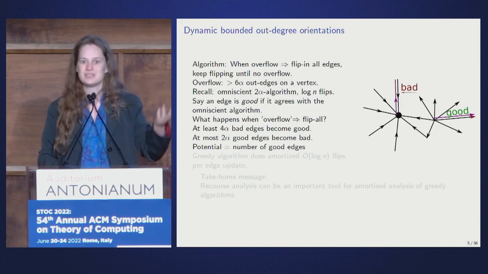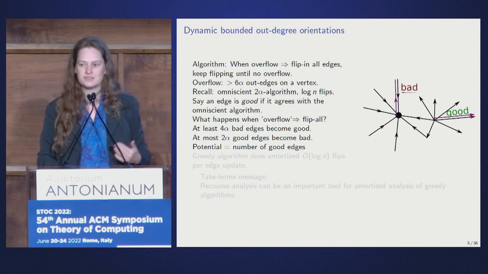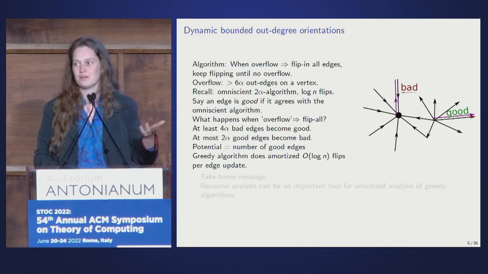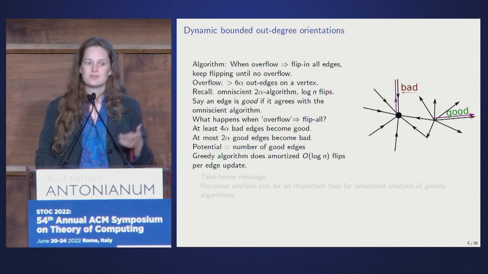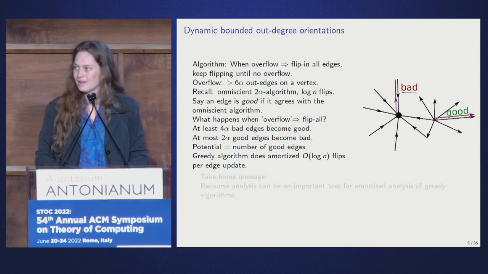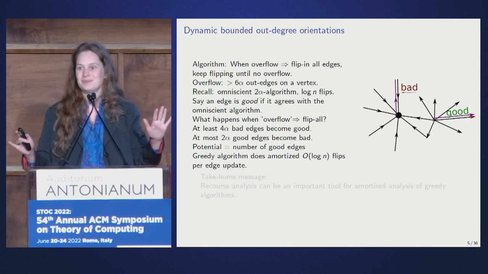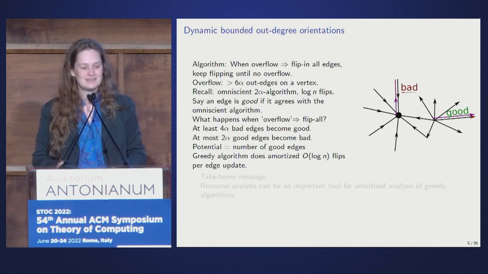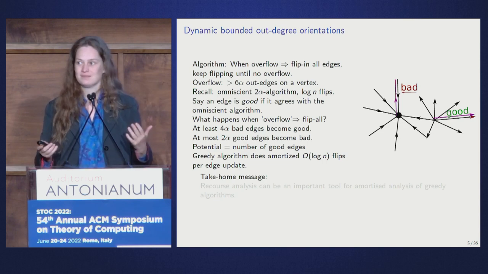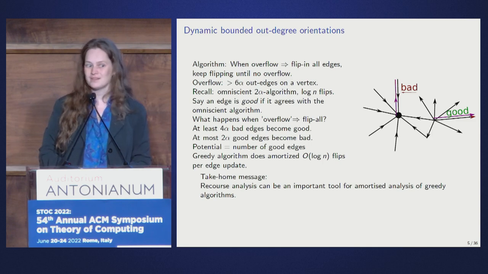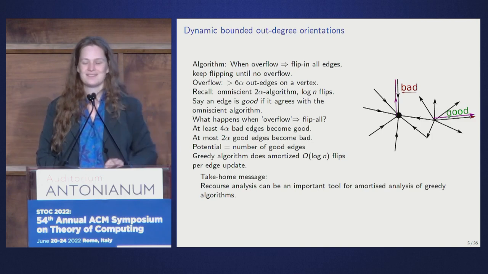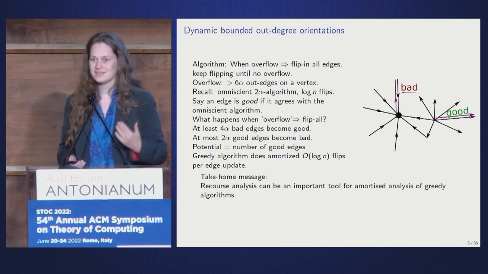And clearly, if we are used to potential arguments, the number of good edges increases if we do this flip. So since the other algorithm used log n flips per edge update, this one is just a constant factor worse. It's also O of log n flips per edge update. And this is a very simple, almost toy-like problem to look at. The take-home message from this old algorithm is that it really pays to make a recourse analysis and then use it to analyze your greedy, lazy, stupid dynamic algorithm.